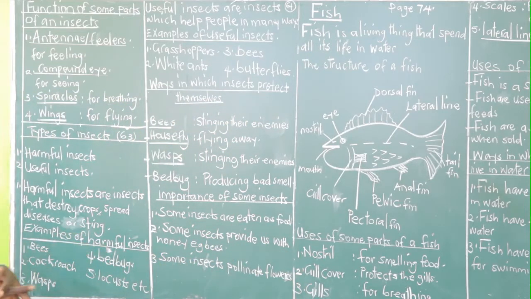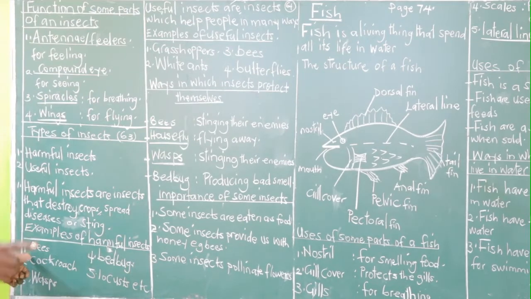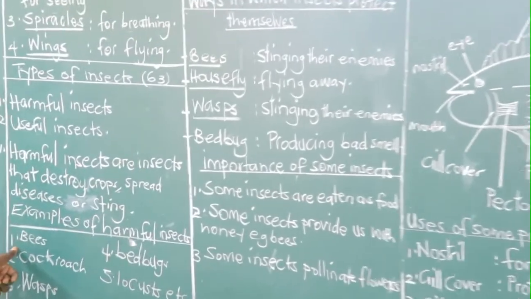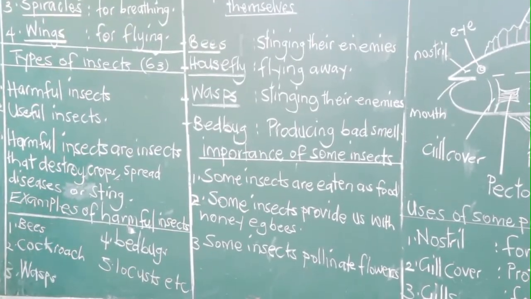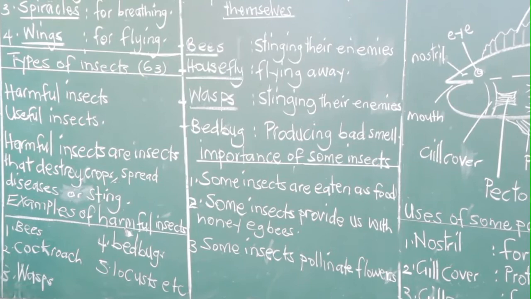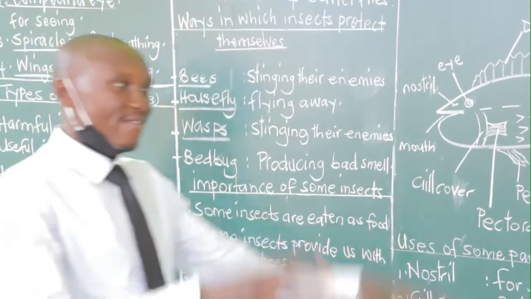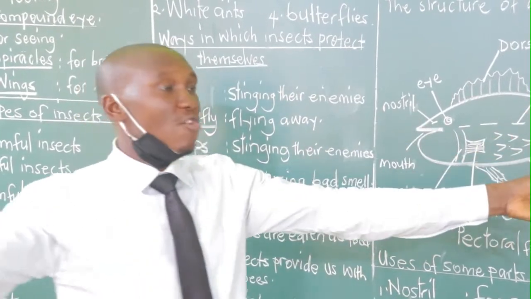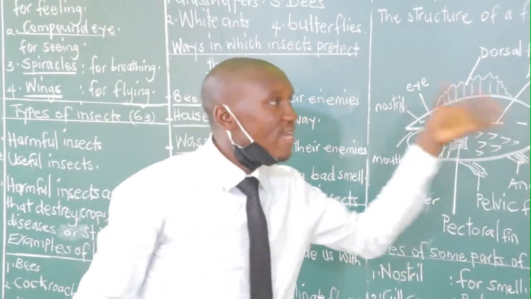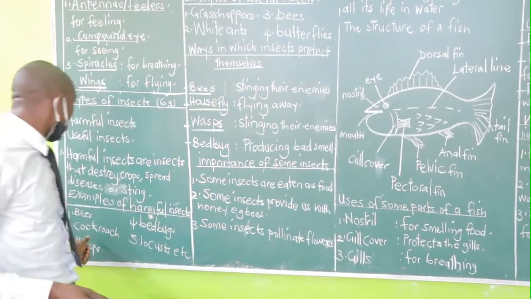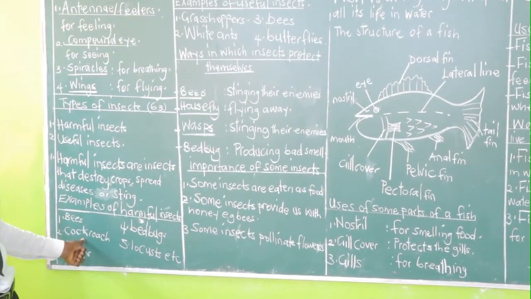Examples of harmful insects. One, we started with the bee, because a bee stings, and when it stings you, you can swell the whole face. Only one sting. Don't joke with it. It is harmful. Two, we have cockroaches. Those ones you have them. You normally see them. You find them in those latrines outside there. They are also harmful. Deadly.